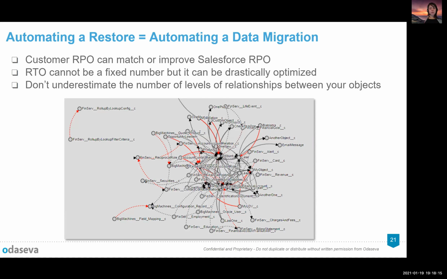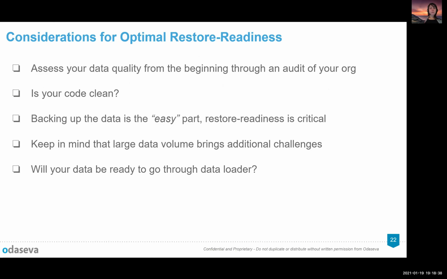So what is important for you to do is to run regular audits, make sure that everything is in place, and that the whole system is as optimized as possible. And this is what we're going to explore now: how can you optimize your systems, what are the best practices and the recommendations to be restore ready. So you need to, first of all, assess your data quality from the beginning. You need to make sure that your code is clean. Nothing that shouldn't be hard coded should be in there, like Salesforce IDs, for instance.